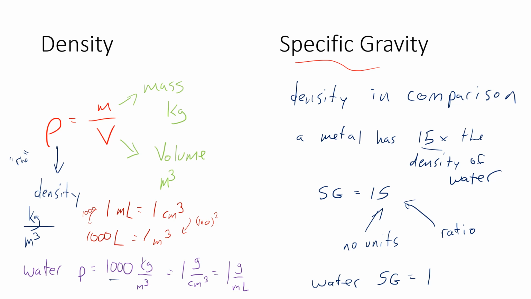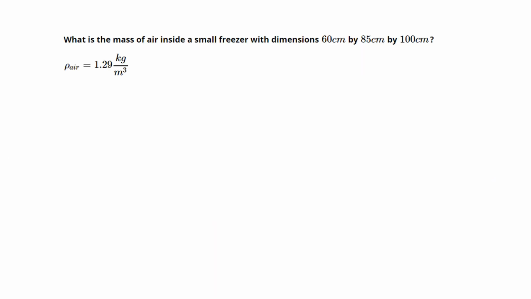Just in case they throw specific gravity at you, it works just the same as density, basically, for all of our purposes at least. Let's keep going with a practice problem. What's the mass of air inside a small freezer with dimensions 60 by 85 by 100? And it gives us the density of air.